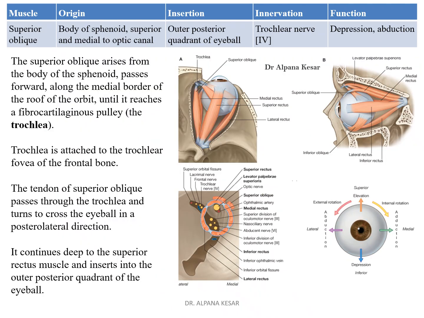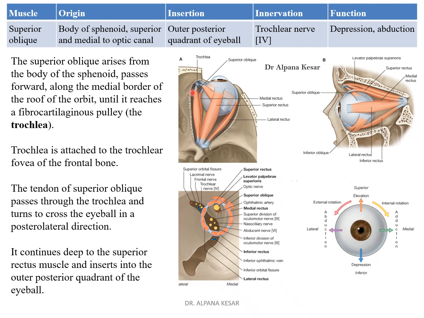Superior oblique muscle. Superior oblique muscle takes origin from the body of sphenoid and from the superior and the medial parts of the optic canal. This muscle is superior oblique. After taking origin, the muscle passes forwards along the medial border of the roof of the orbit till it reaches the trochlea. Trochlea is a fibrocartilaginous pulley which is attached to the trochlear fovea of the frontal bone.